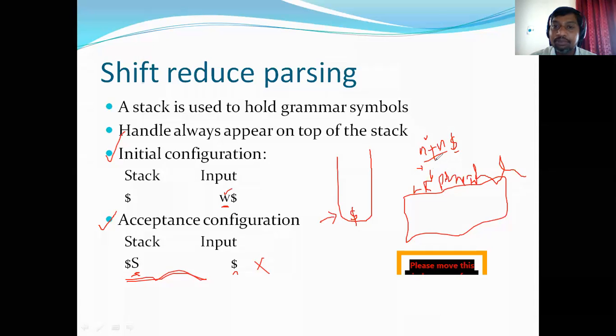I'm considering the same grammar. Please remember, please recall the same grammar. E derives e plus n or n. Okay, we have only two production rules here. Now this is my input.